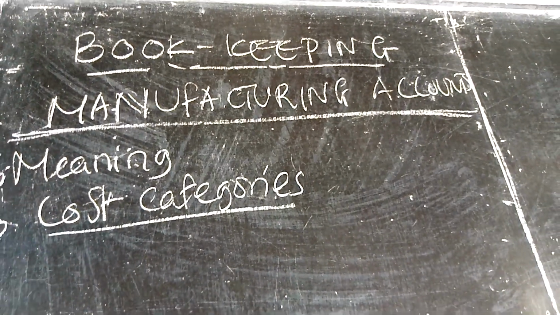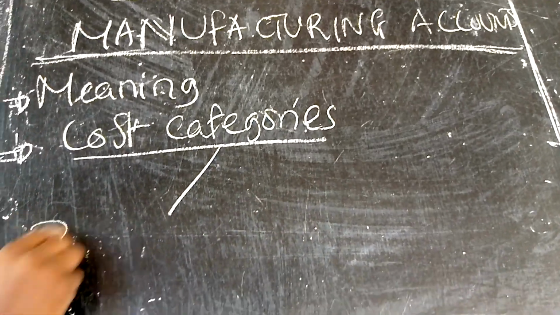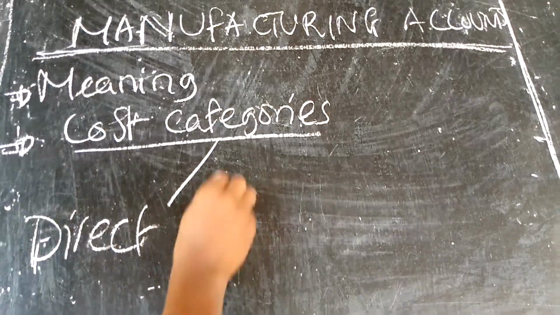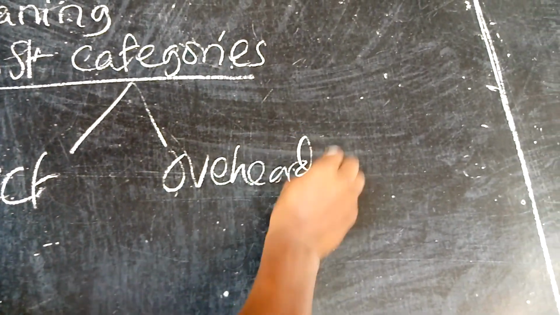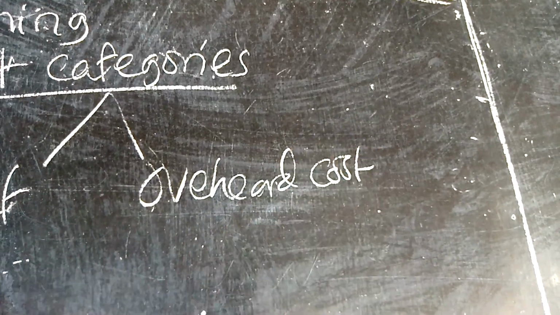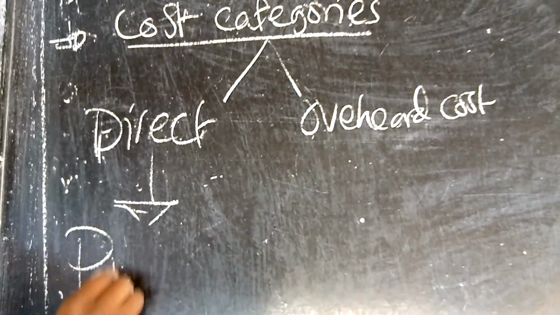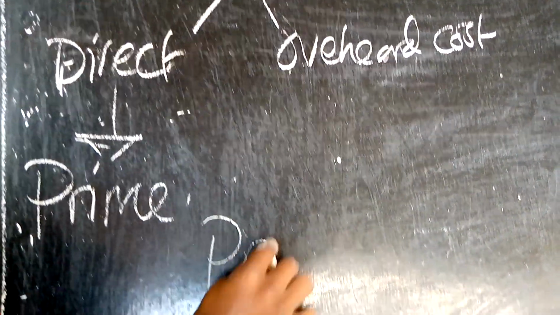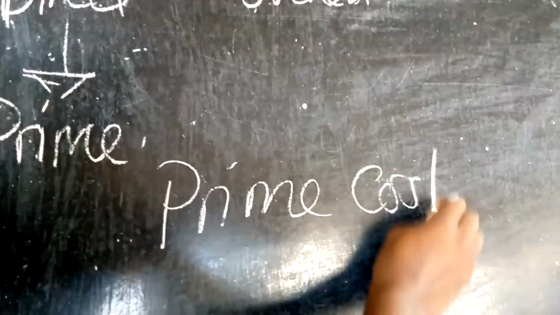Category of the cost under manufacturing account. We have two kinds of category. We have the costs which we call direct costs, and the other one we call overhead costs. Under direct costs, we formulate what we call prime cost. So today we'll be concentrating on how we can compute the prime cost.